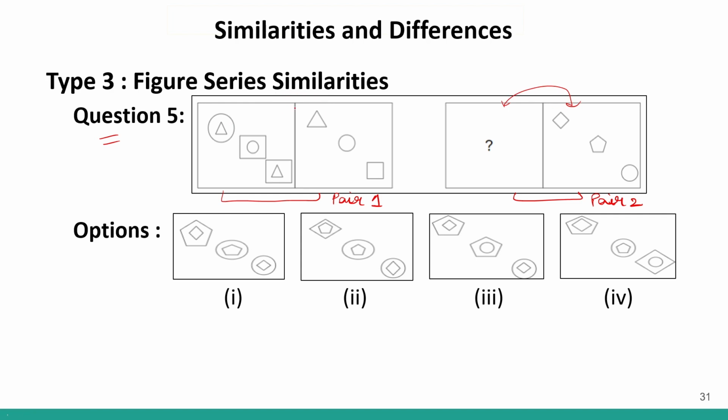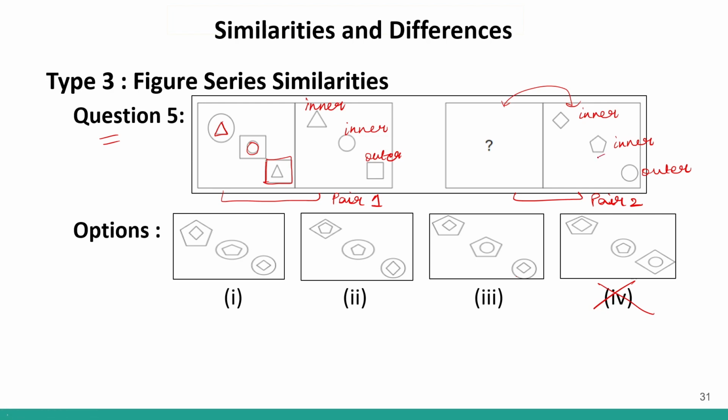Over here I can see that this triangle is the inner image. Similarly, this circle is the inner image. Correct? And this square is the outer image. So inner and outer. That means this diamond should be the inner image. This pentagon should be the inner image. And this circle should be the outer image. So if we see, this is an outer circle, this is an outer circle, and this is an outer circle. So clearly option number 4 is eliminated.